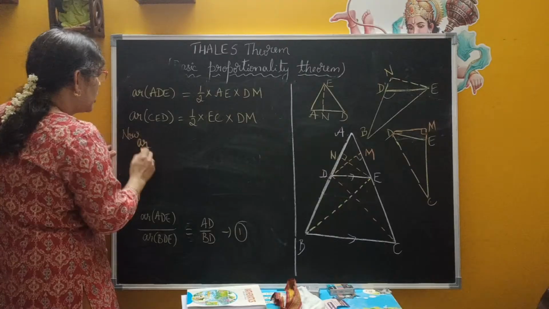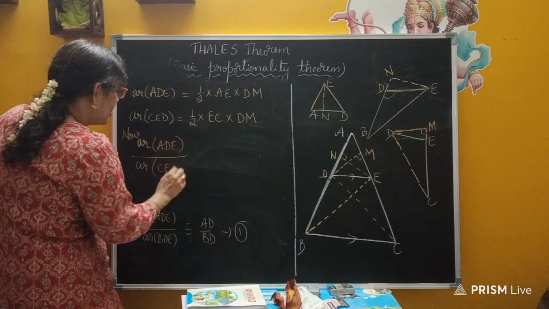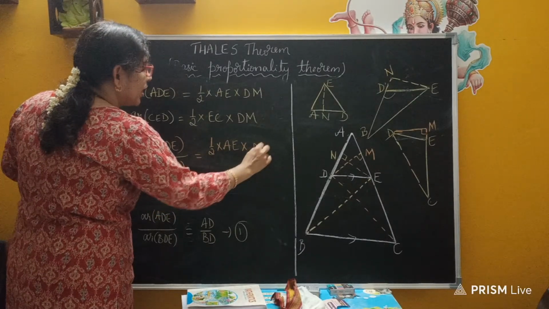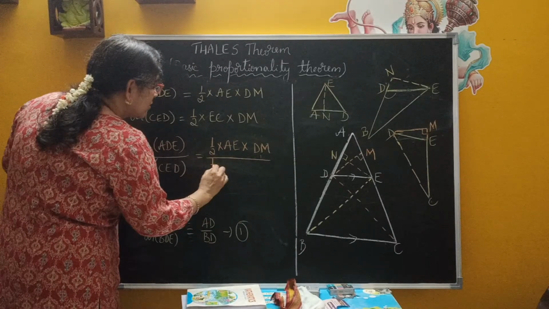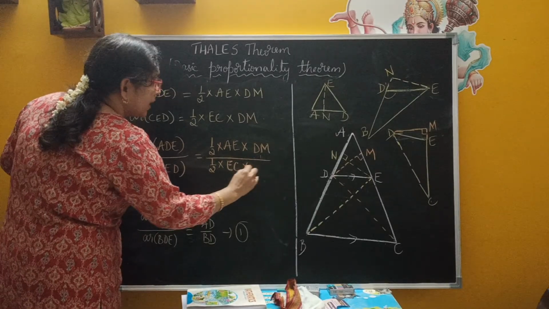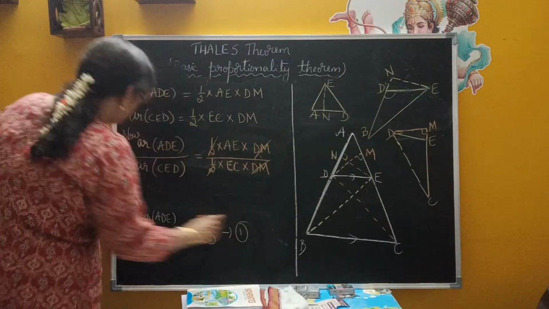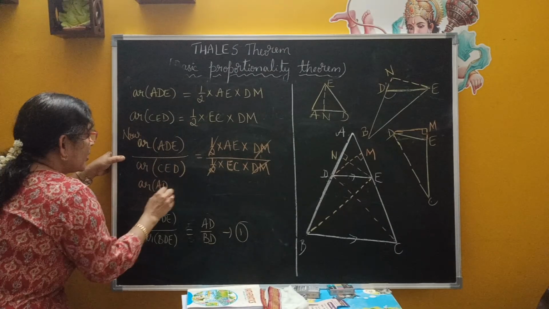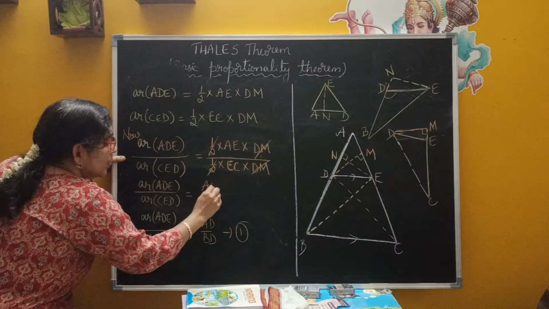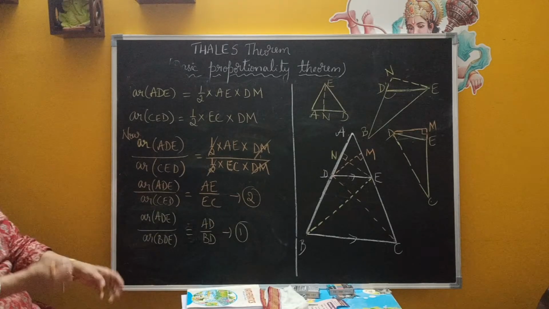So let us now divide these two, that is area of ADE by area of CED is equal to half of AE into DM by half of EC into DM. Also DM gets cancelled, half gets cancelled. So what remains? We get area of ADE by area of CED is equal to AE by EC. This is the second equation. Now we do have both the equations, equation 1 and equation 2.